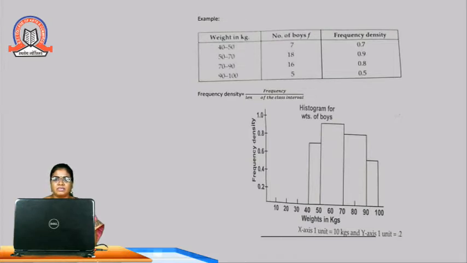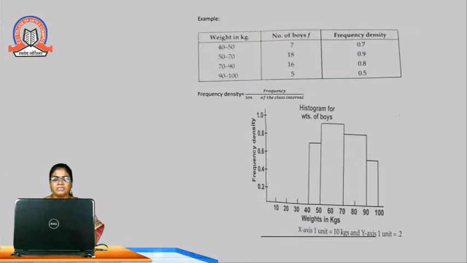Frequency density we are calculating using the formula: frequency density equals frequency upon length of the class interval. That is 7 upon 10, the difference between 40 and 50 is 10. 18 upon 20, the difference between 50 and 70 is 20. 16 by 20 and 5 by 10, we are getting the answer.